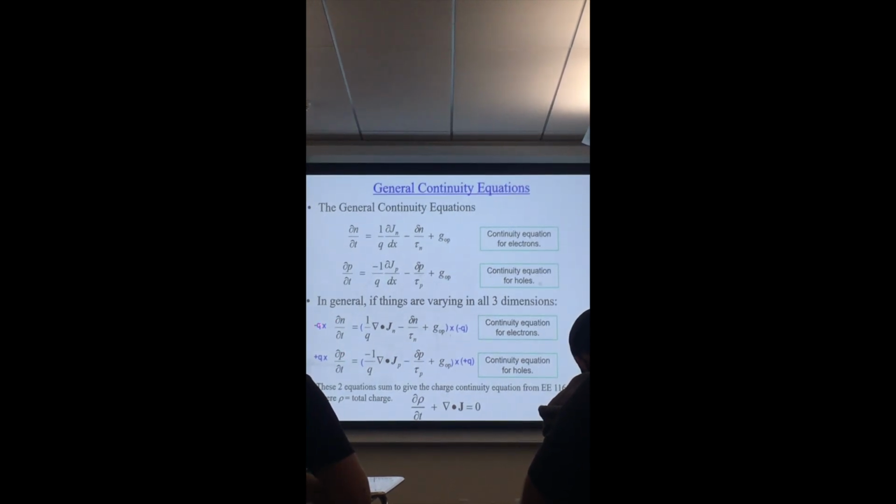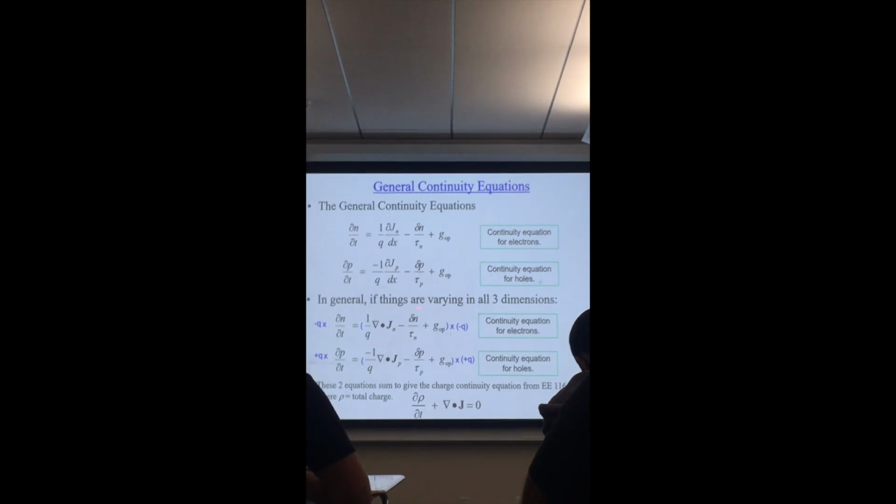Okay, so minus Q times N plus Q times P. So this is the total charge density. And then if we look at these terms on the right, because we have minus and this plus, right? So these terms cancel out.